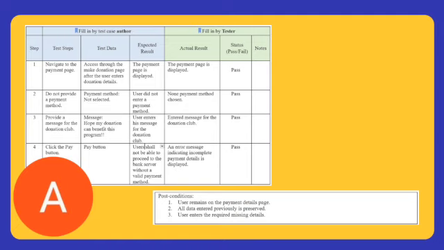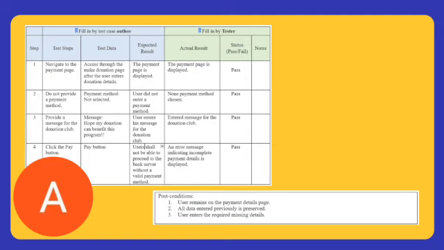The steps start by navigating to the payment page, and the expected result is that the payment page is displayed. Then the test step is to not provide a payment method. So do not select the payment method, and the expected result is that the user did not select a payment method.